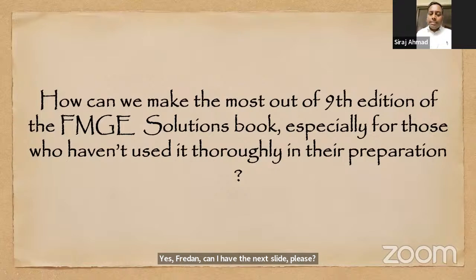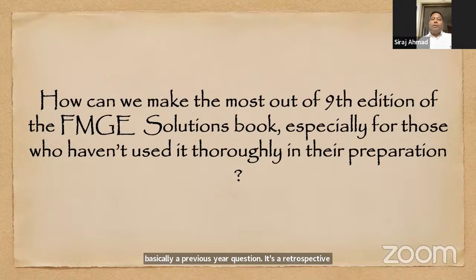Okay, sir, these are some of the important frequently asked questions by the students when we ask them to fill the form. One of the questions was, how can we make the most of the 9th edition FMGE solution, especially for those who haven't used it thoroughly in their preparation. Now, as sir was saying in his talk, the FMGE solution is basically previous year questions. It's a retrospective way of preparing for your examination.